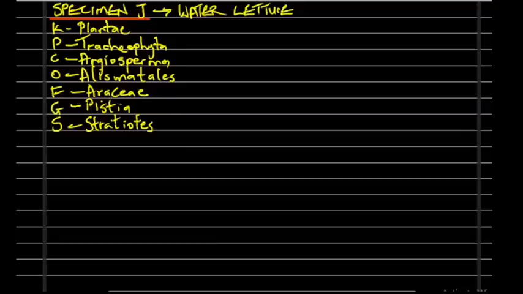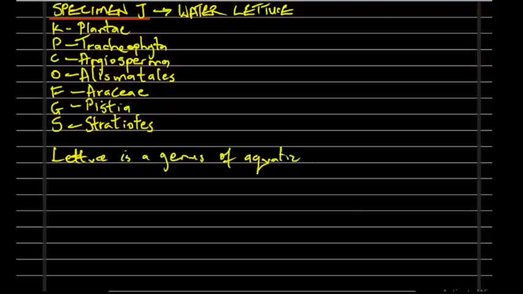So what do we have to say about water lettuce? It is a hydrophyte, so it is a genus of aquatic plants. So I said earlier on that we have what we refer to as hydrophyte. This is an example of a hydrophyte. Water lettuce is an example of a hydrophyte because it is seen surviving or growing in water. It is a perennial monocotyledon with thick soft leaves.